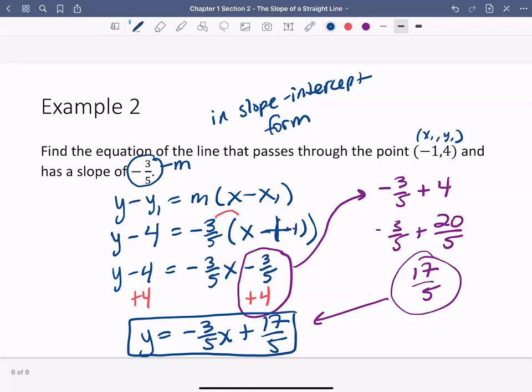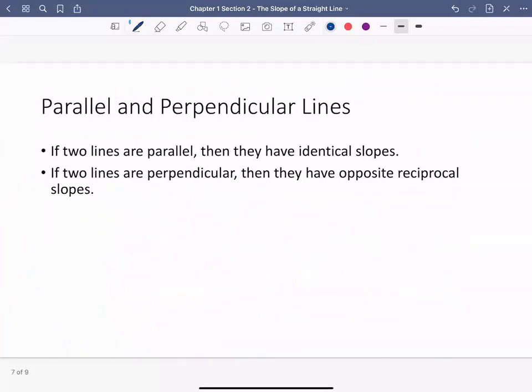All right, another definition here. First off, we have to know what parallel lines are. Parallel lines are lines that do not intersect. So how do they not intersect? They do not intersect if they have identical slopes, or we could say the same slope. You'll hear the term same.